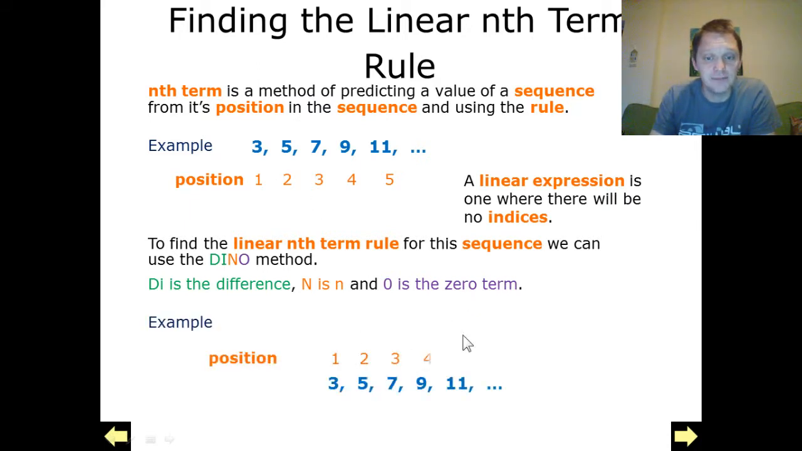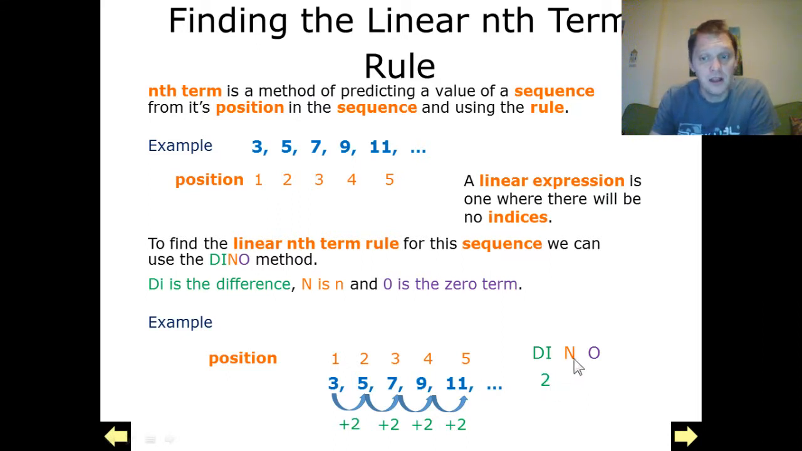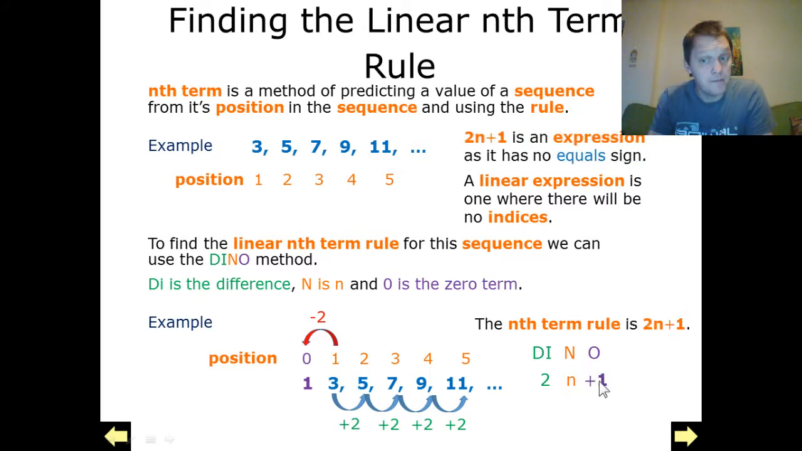So here's the same sequence. Now the first thing was the Di, the difference. So the difference here, going from 3 to 5 is 2, 5 to 7 is 2, and it continues. So it's plus 2 each time. It's a positive 2, so I'm just going to write 2 underneath my Di. My n is going to come straight down, and now I'm going to look at my O. So I've got my first, second, third, fourth, fifth term. I'm looking for my 0 term. If I'm adding 2 each time going this way, to go this way, I'm going to subtract 2 from my 3, which gives me positive 1. Because it's positive 1, I'm going to write plus 1 underneath my O, in which case that is now my nth term rule, 2n plus 1.